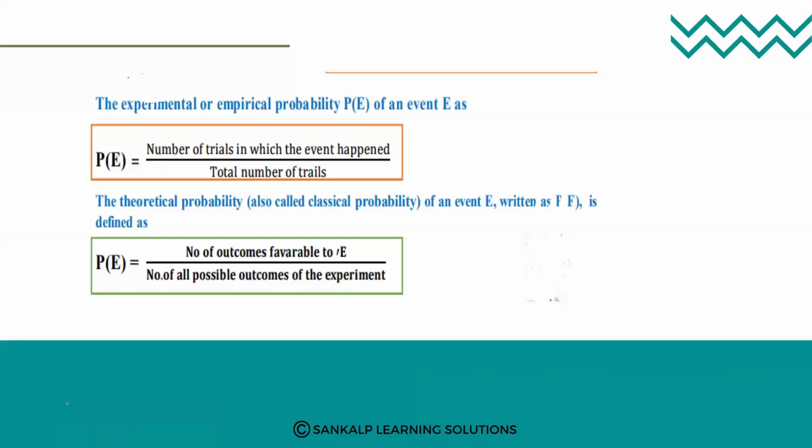Equally likely outcomes, that is all outcomes with equal probability, that we call equally likely outcomes. Next important concept is the experimental or empirical probability of an event E as T of E, which is equal to the number of trials in which the event happened divided by the total number of trials. The theoretical probability of an event E is written as P of E, defined as the number of favorable outcomes divided by the number of all possible outcomes of the experiment, that means total number of outcomes. Okay, this is the formula, remember.